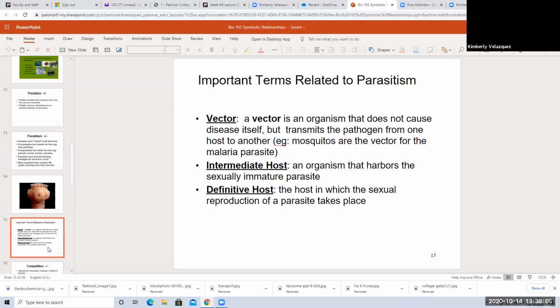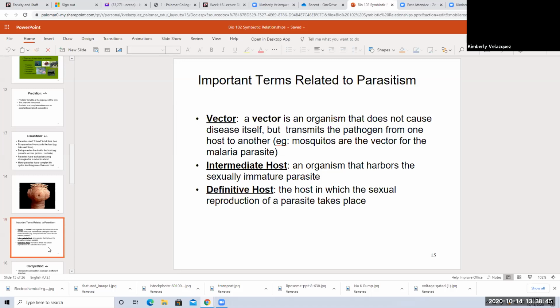Some other important terms related to parasitism: a vector. This is a very important term in looking at pathogens of humans. A vector is the organism that transmits the pathogen but doesn't cause the disease itself. So a mosquito is the vector of the malaria parasite, meaning the mosquito is what transmits the parasite to humans, but it's not really the mosquito that's causing the disease, it's the malarial parasite that's causing the disease. So that's what a vector is.